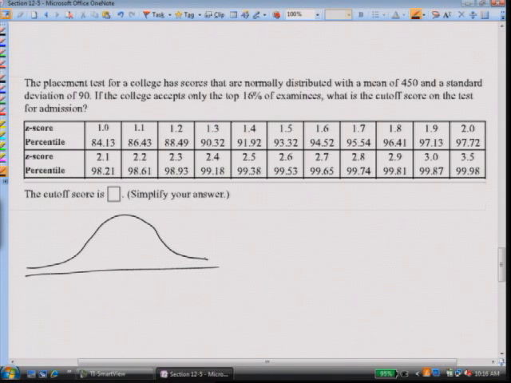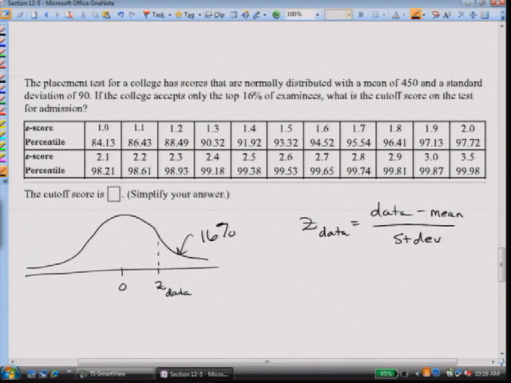We're looking for the z data value that is associated with the top 16%, right? When we know that, and then once we get that z data value, we can use the mean and the standard deviation to come up with the data value, because we also have a formula that is that the z data value is equal to the data minus the mean divided by the standard deviation. All right. So let's see if we can't figure out what that z data value is.